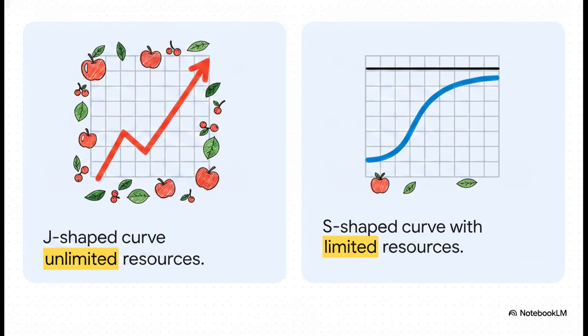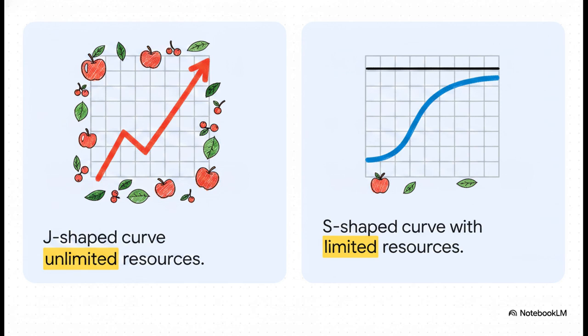Now, if you give a population unlimited food and unlimited space, they're just going to eat, reproduce, and multiply infinitely. 1 becomes 2, 2 becomes 4, 4 becomes 8, you get the idea. This creates a steep J-shaped curve on a graph, and we call that exponential growth. But, as you can probably guess, this is highly unrealistic. Nature is just not that generous.